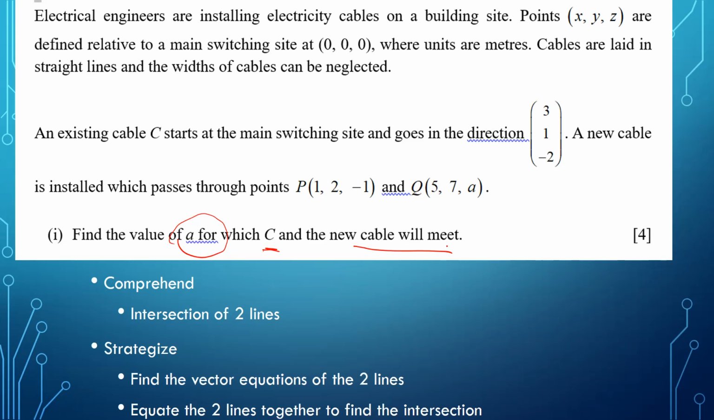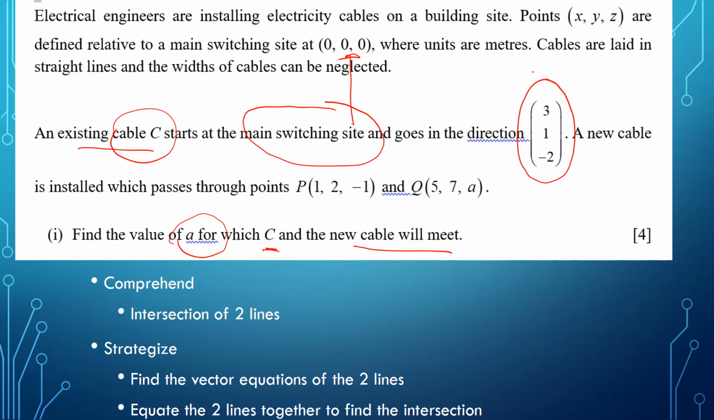And before you can find the intersection, you need to plan your strategy. I need to find the equation first before I can find the intersection. And after you find the equation, I need to equate the two lines together. And of course, before you can actually find the equations, you must pull out the necessary info. The first equation is existing cable C. Do you have the equation of the line? The cable C starts from the main switching site, which is 0, 0, and in this direction. New cable passes through P and Q. So these are the critical information that you need to highlight pertaining to this question.